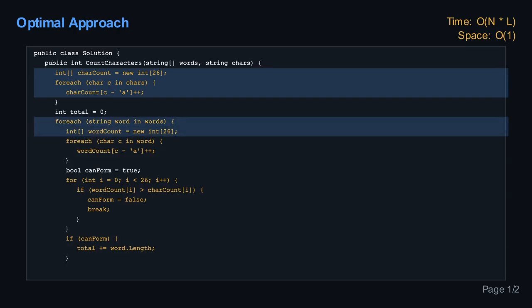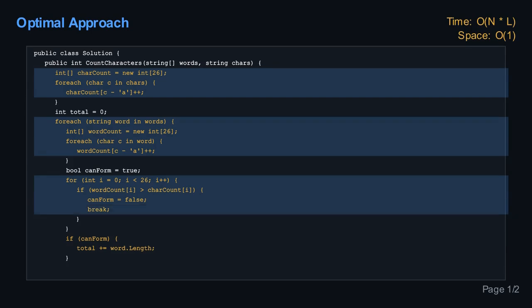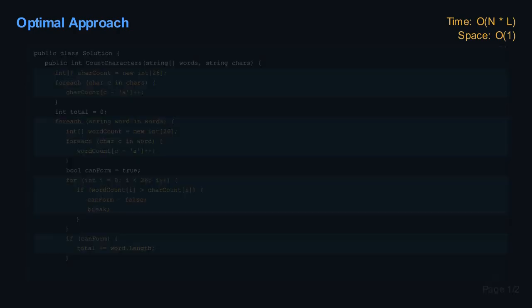Then for each word, we create a temporary frequency array for that specific word. We iterate through the word, incrementing counts for its characters. Once the word's frequency array is built, we compare it against our main chars frequency array. If for any character the word's count exceeds the available count from chars, then that word cannot be formed. Otherwise, the word is good, and we add its length to our total sum. This avoids repeated linear searches entirely.